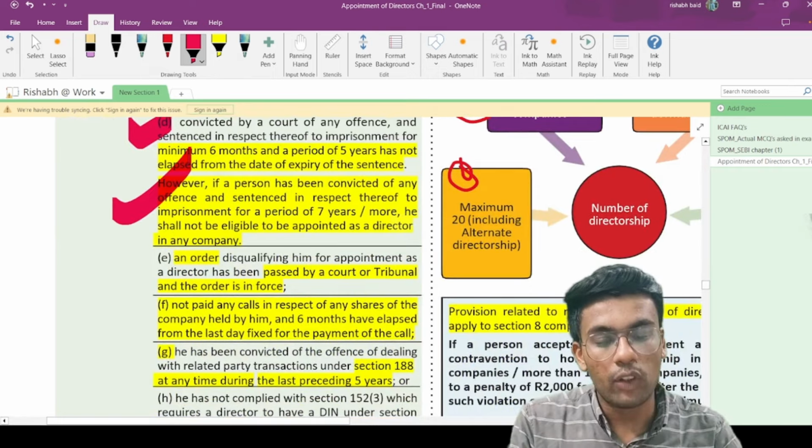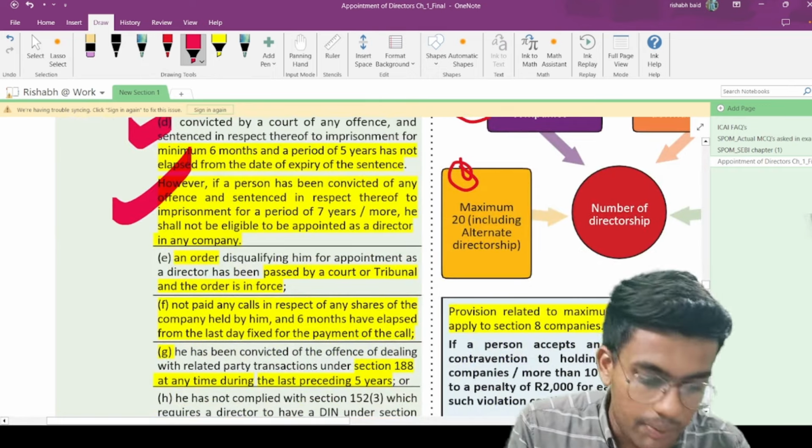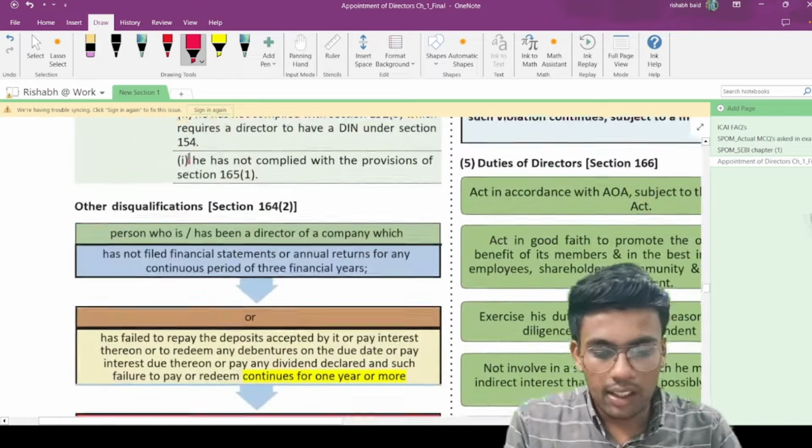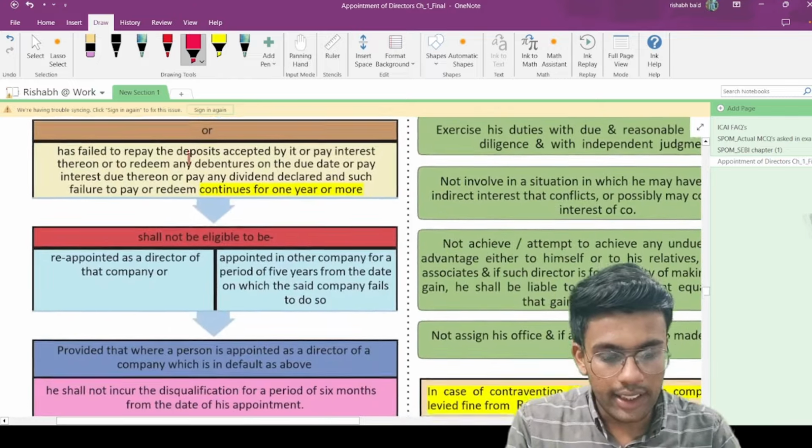So this was the important point over here. Kindly read it. MCQ can be formed from this particular point also. That's all. I think this is not relevant. Kindly read. These are very easy too.